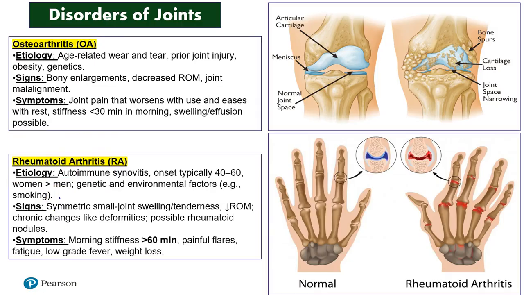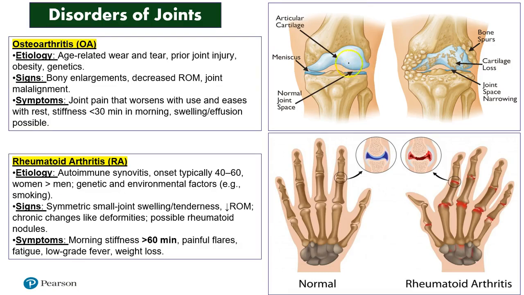Okay? So again, your goal is to find one or two examples that hit with you when it comes to these disorders so that you can remember these details. What are some of the signs? First, you're going to have a decreased range of motion. You're going to have your joints that are malaligned, so out of place. You also can have bony enlargement.